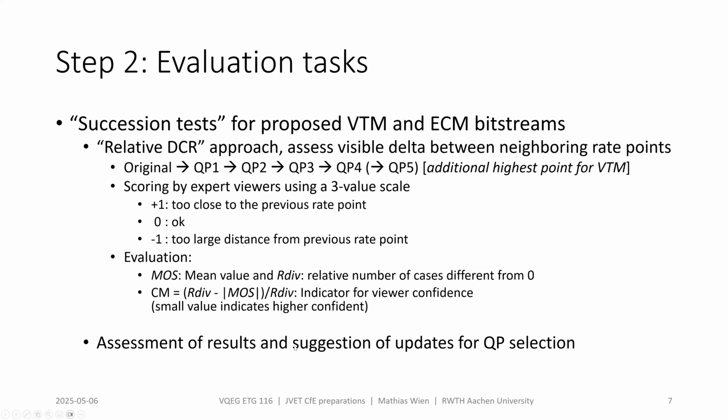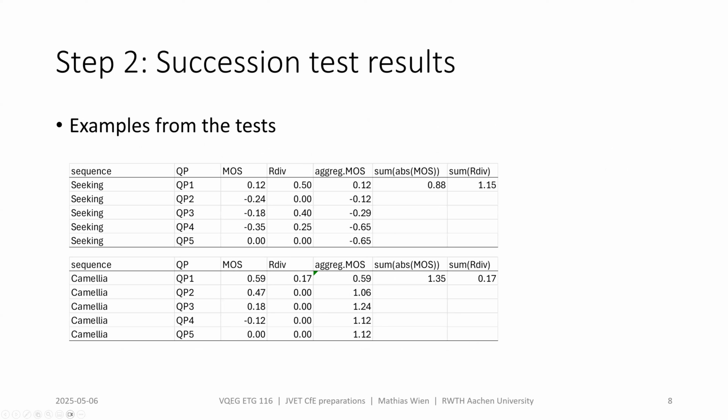a low confidence. And out of that, we derived some updates for the quantization parameter selection so that the rate points would be adjusted. And so here are just 2 examples of what might have come out. So these are just 2 sequences, and you would see here this value. So apparently the first point was a bit too high, and then the next step was a bit too large, and so forth, right? And you see by this value for the confidence that people had, they were not super confident for the first one, but then at some other points they were quite confident.